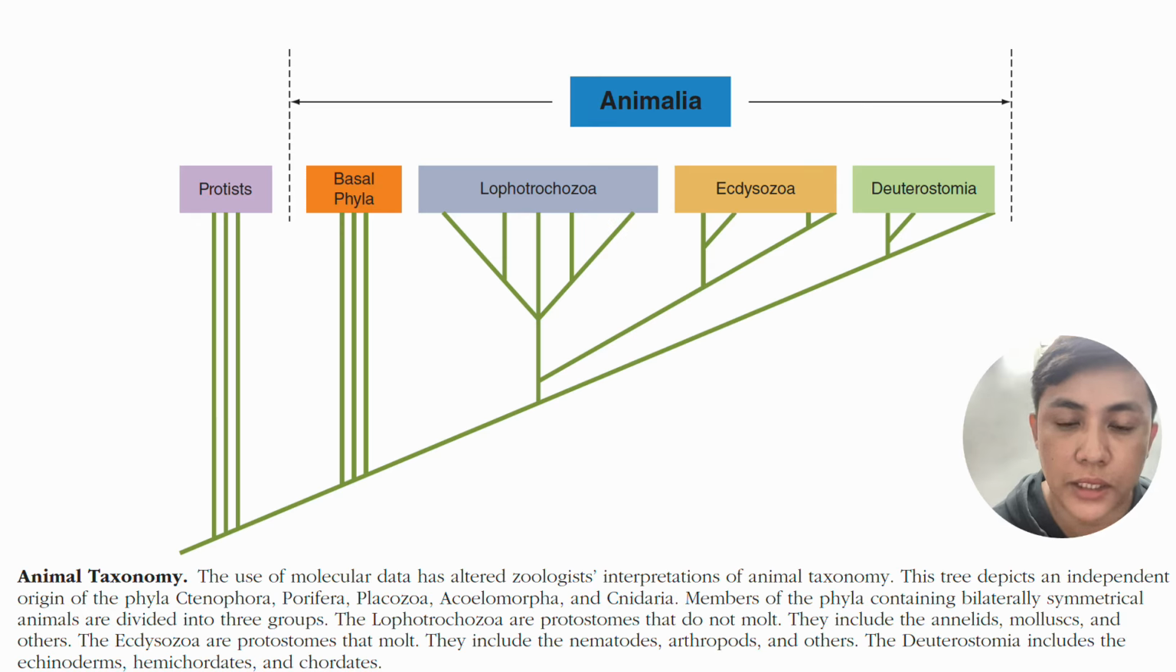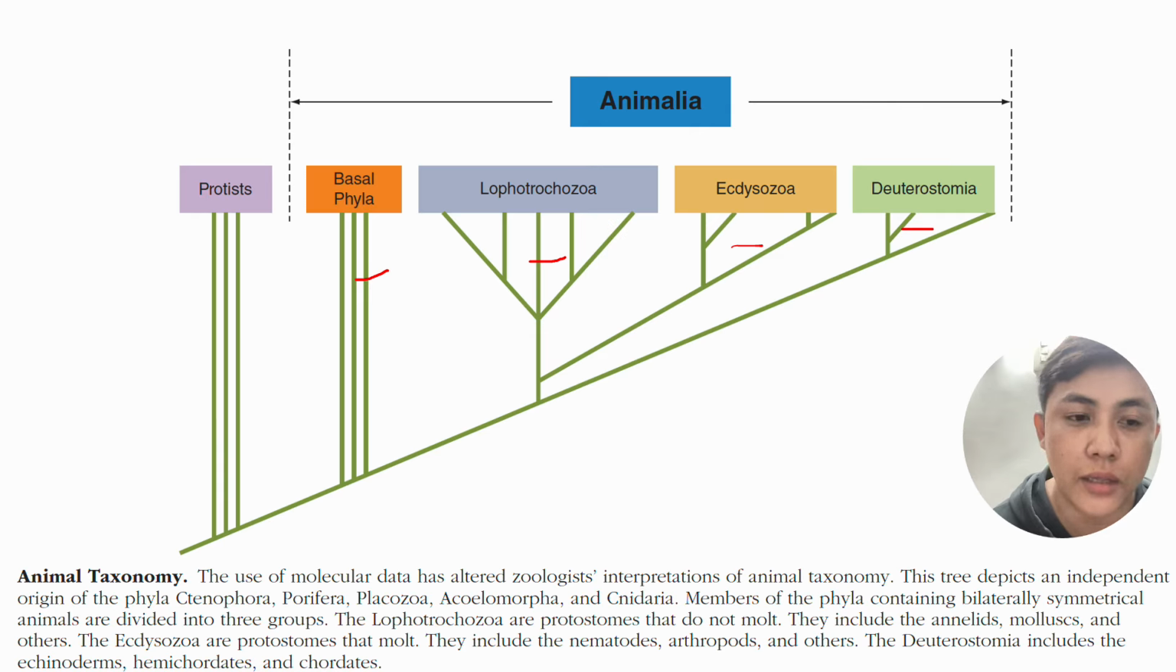This figure right here is a tree depicting an independent origin of the basal phyla, Ctenophora, Porifera, Placozoa, Acoelomorpha, and Cnidaria included. The phyla containing bilaterally symmetrical animals are divided into three groups: Lophotrochozoa, Ecdysozoa, and Deuterostomia. The Lophotrochozoa are protostomes that do not molt, meaning they do not shed their skin. They include the annelids, mollusks, and others.